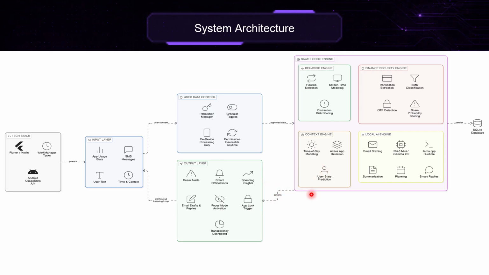All this will come into an output layer where you can get scam alerts, notifications, spending insights on your day-to-day activities, email drafts and replies, and focus mode activation where you can't use any other app. There are also app lock triggers: if you're using a particular app for more time, an app lock trigger will appear. Then it also gives you a transparency dashboard, showing based on what data the AI is giving you suggestions.